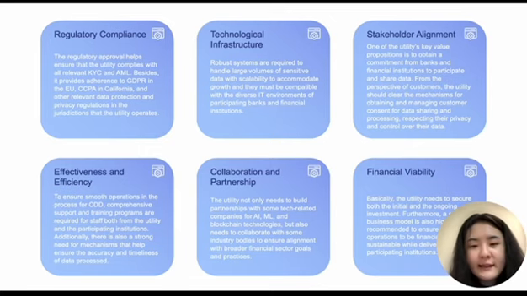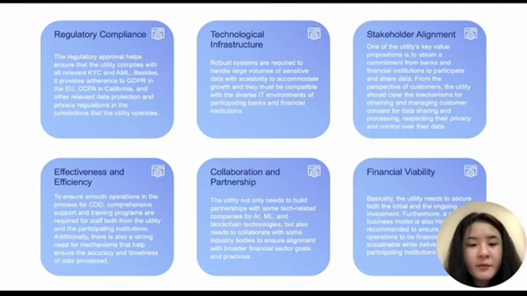The third one is stakeholder alignment. One of the utility's key value propositions is to obtain a commitment from banks and financial institutions to participate and share data. From the perspective of customers, the utility should have clear mechanisms for obtaining and managing customer consent for data sharing and processing, respecting their privacy and control over their data. The fourth one is effectiveness and efficiency.